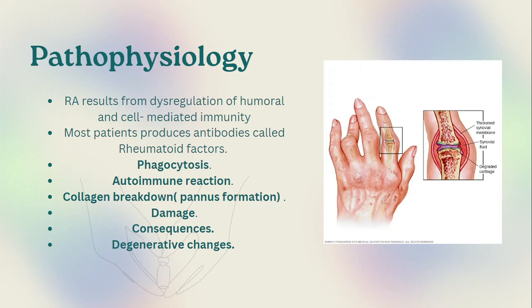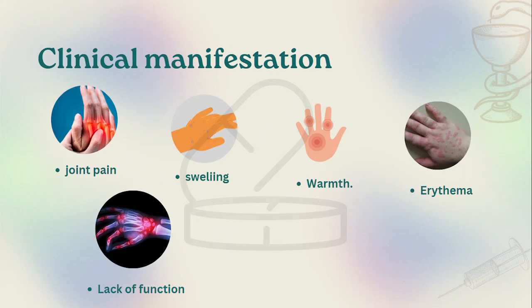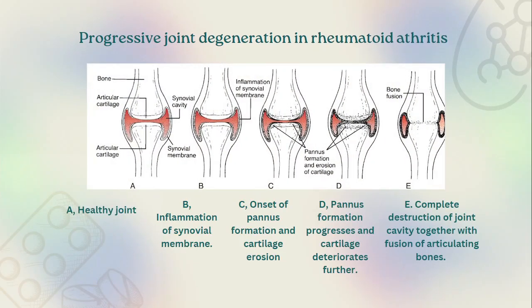The consequences are loss of articular surfaces and joint motion. The clinical manifestations are joint pain, swelling, warmth, erythema, and lack of function. This is the pathophysiology figure of rheumatoid arthritis.